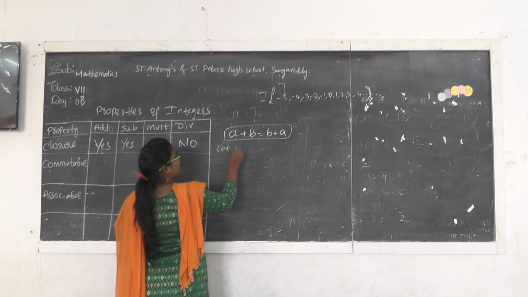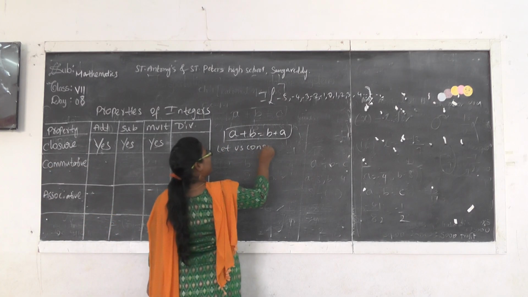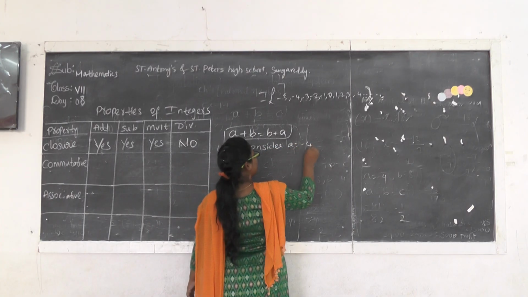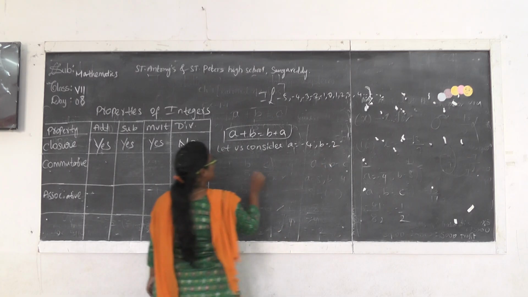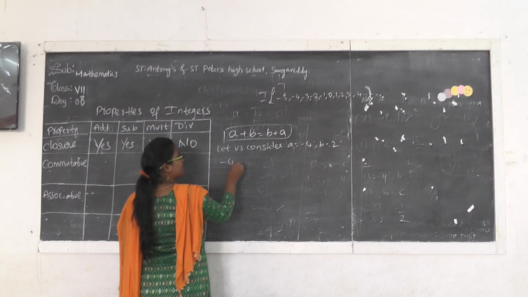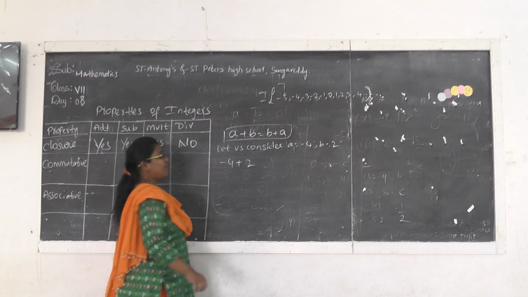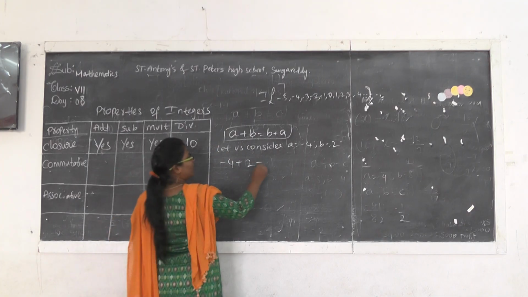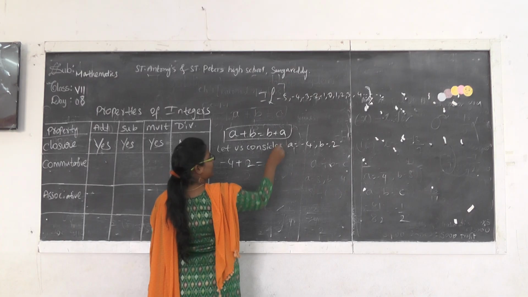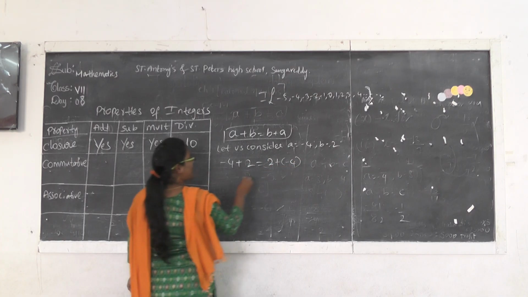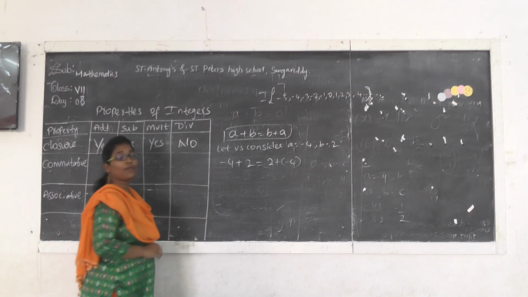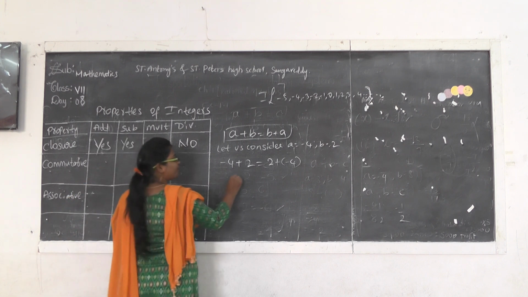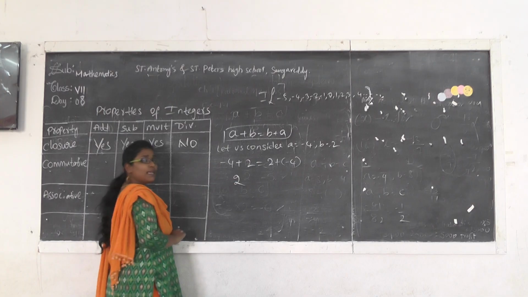So, let us check now. Let us consider A equal to minus 4, B equal to 2. In the place of A, you have to write minus 4. In the place of B, you have to write 2. Equal to, in the place of B, 2, in the place of A, minus 4. Now, one is minus, one is plus. What we have to do? Subtraction. 4 minus 2, how much? 2.